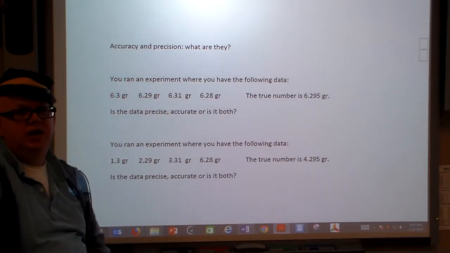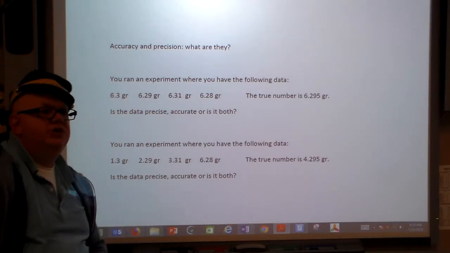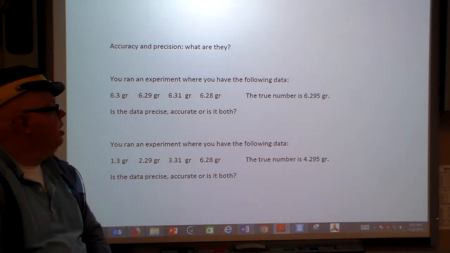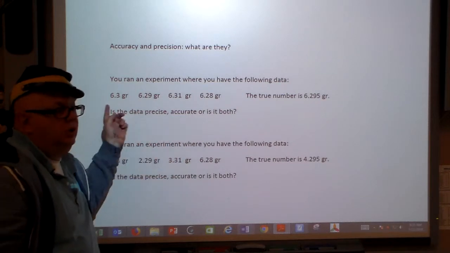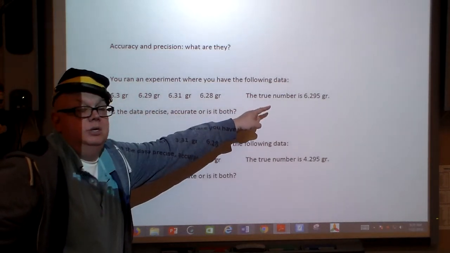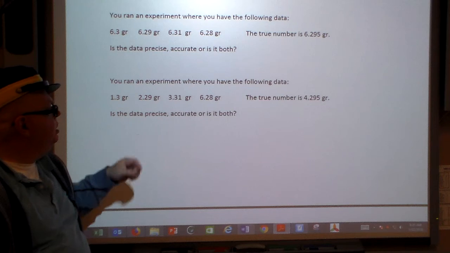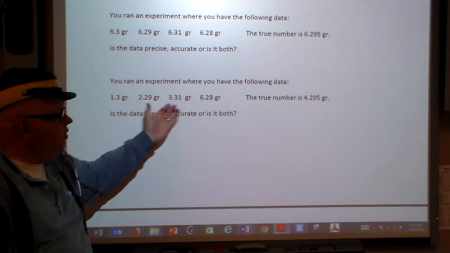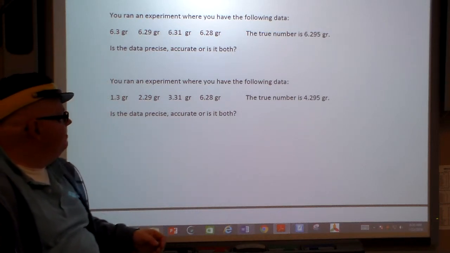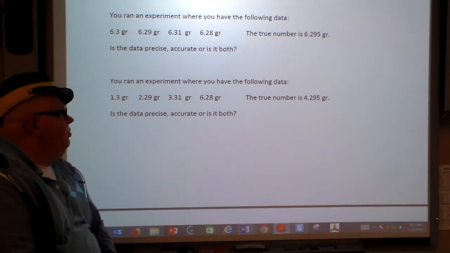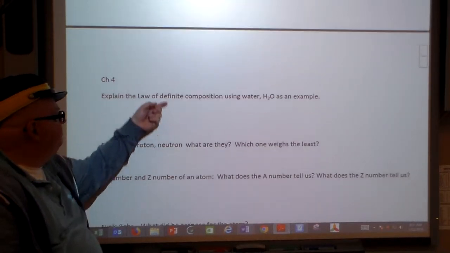We talked about accuracy and precision. Remember, accuracy is how close to the true value you are. Precision is how close your measurements are to each other. So you can have something that is pretty precise because the measurements are close, and it's accurate because it's pretty close to the 6.295. So it's both. Whereas here, it's kind of scattered all over the place. The true number is also messed up. So is it precise, is it accurate, or is it both? Neither. Whoever did this did a terrible job.